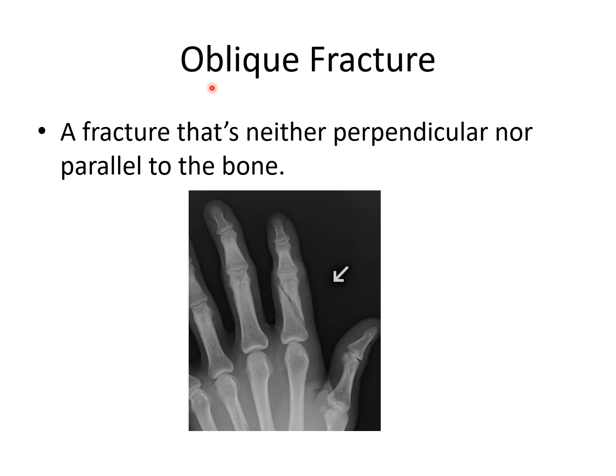Then we have the oblique fracture. An oblique fracture is similar to transverse except that it's not perpendicular or parallel to the bone. It's kind of at an angle across the bone. So here we have an example of an oblique fracture in one of the phalanges of the hand.